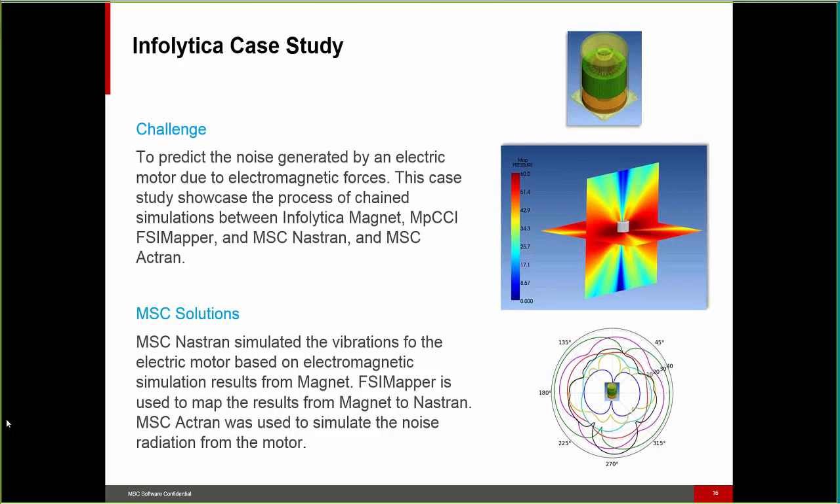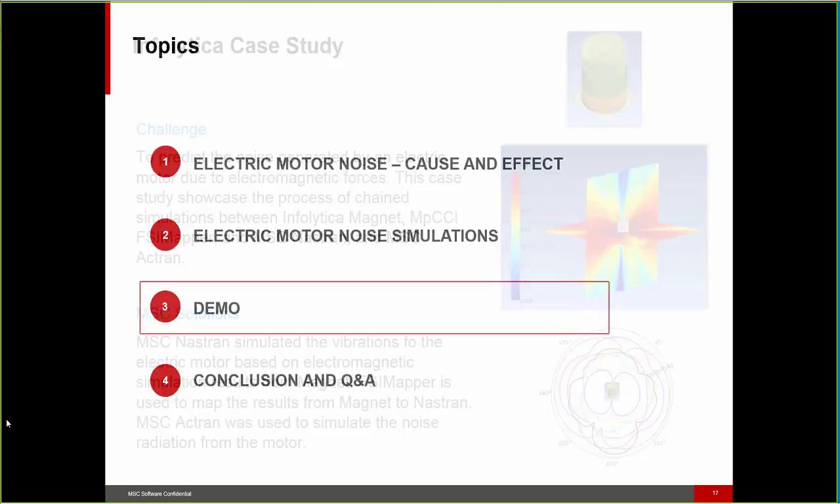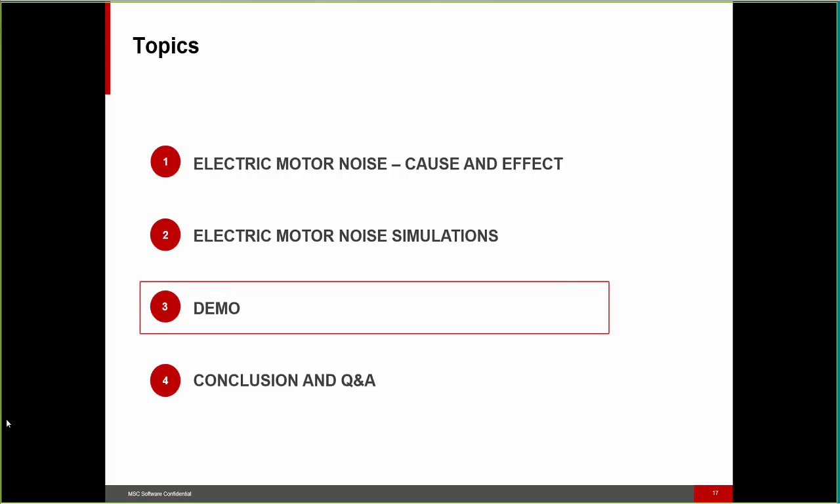Now this one is another case study where we did a weakly coupled simulation of electric motor noise in Actran. The electromagnetic forces were calculated by Magnet, an Infolytica software, and then fed into Actran via FSI mapper to simulate the structural vibrations. Actran then takes Nastran vibration results to simulate the noise radiation. To show you how electric motor noise simulation could be done in Actran, I would like to show a short demonstration of an electric motor noise modeling in Actran.